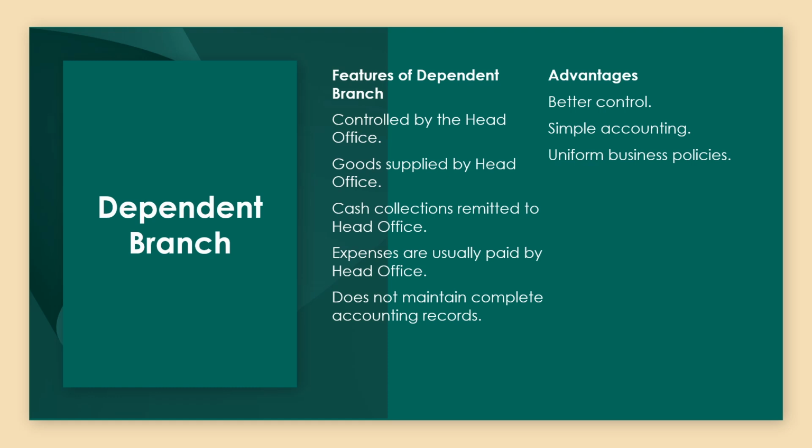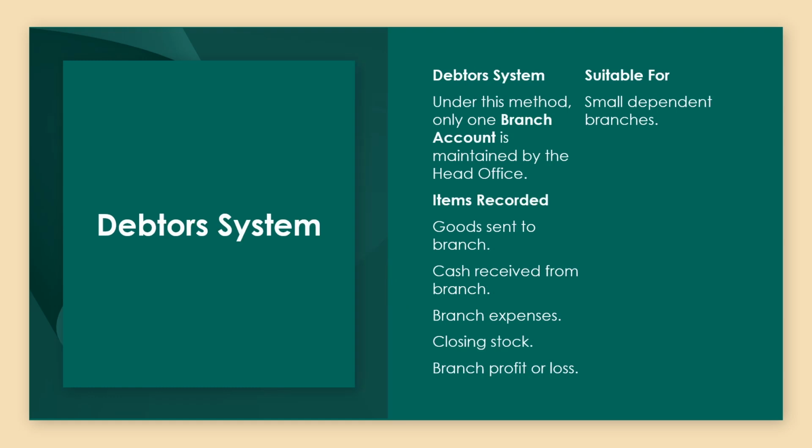Dependent branch. The dependent branch is completely controlled by the head office. The features: the head office supplies all the goods, the head office provides the funds for the branch expenses, the cash received by the branch is remitted to the head office, the branch does not maintain complete accounting records, and the major decisions are taken by the head office. The advantages: better control over the branch operations, uniform business policy, and a strict accounting procedure reduces the chance of fraud.